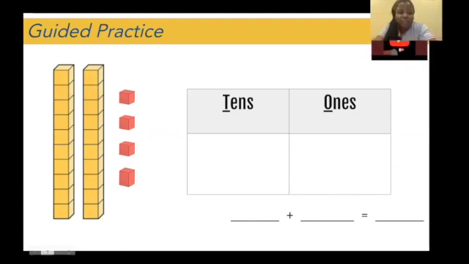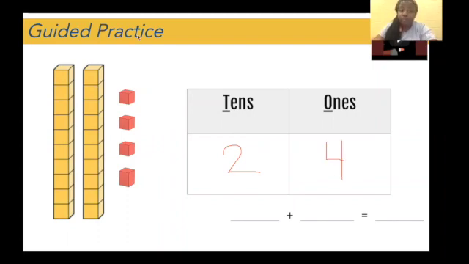All right. That work time is up. All right. So how many 10s do we have? Yes, we do have 2 tens. All right. How many 1s do we have? If you said 4, you're on the money.